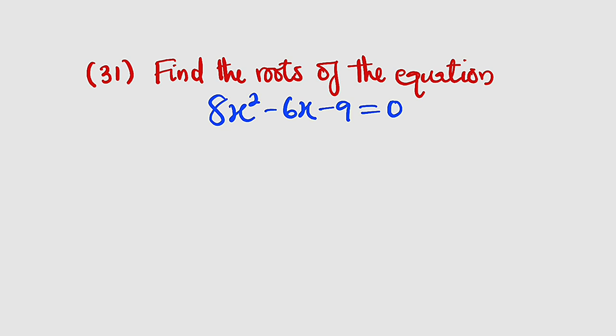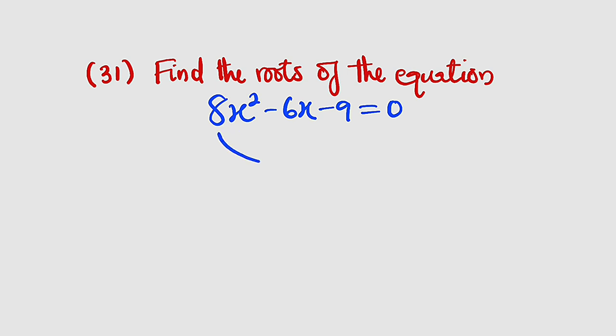Alright, let's get started. Question number 31. We're asked to find the roots of the quadratic equation 8x squared minus 6x minus 9 equal to 0. Remember, you are dealing with objective questions, so no one needs to see your solutions. So let me show you a shortcut to do that.